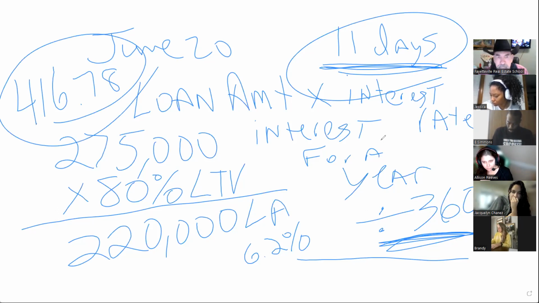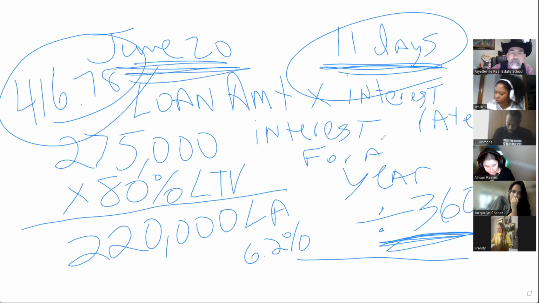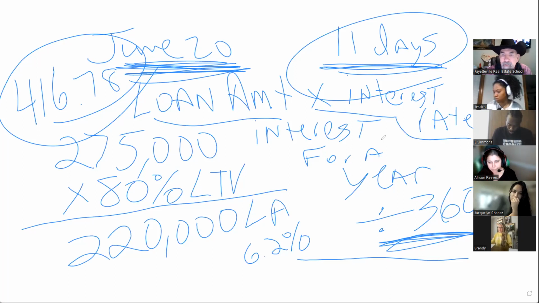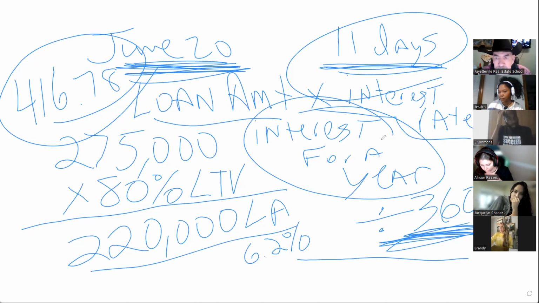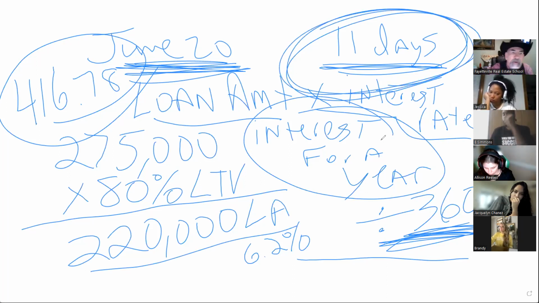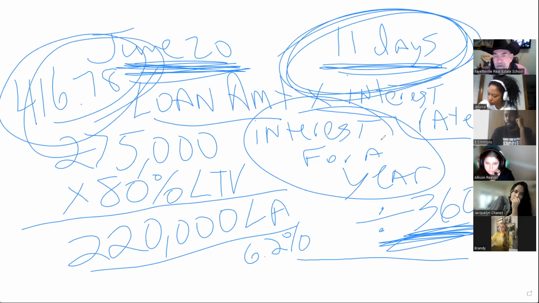Again, interim interest is from the day of closing to the end of that current month, which is June 30th. We count the days, making sure that we count the day of closing. Then we get the loan amount times the interest rate, which gives us interest for a year. We divide that by 360, which gives us the daily rate of interest. Multiply that by the number of days and round up then. And that is our answer. That is how you calculate interim interest.